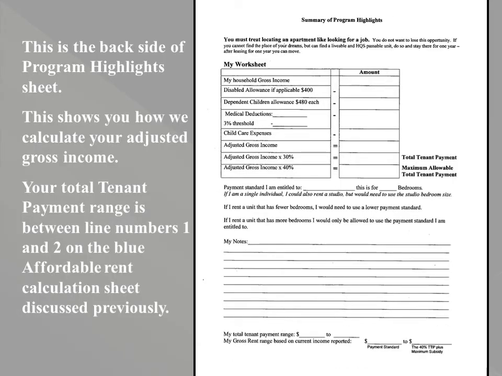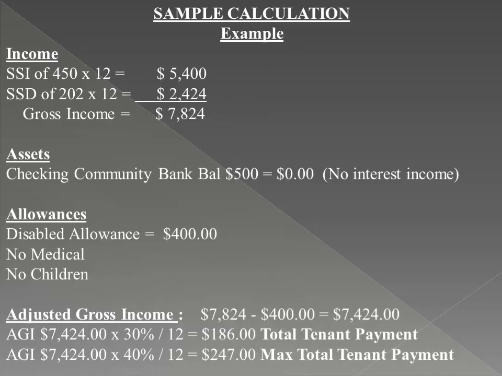The reverse side of the Program Highlights sheet shows how we calculate your adjusted gross income. Your total tenant payment range is between line numbers 1 and 2 on the blue affordable rent calculation sheet discussed previously. Sample calculation. Here we show how we calculate adjusted gross income, total tenant payment, and max total tenant payment.